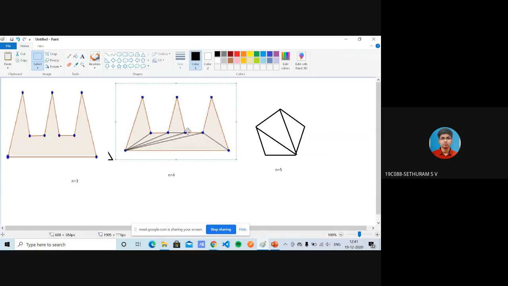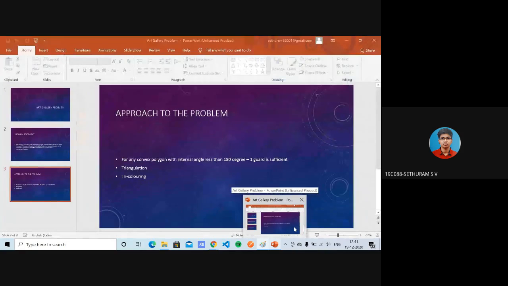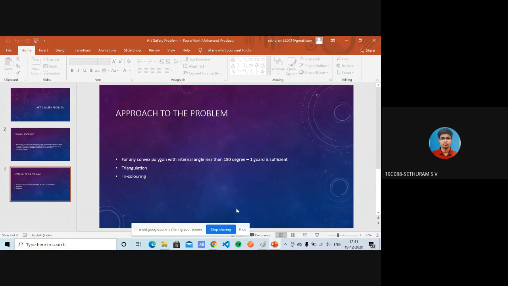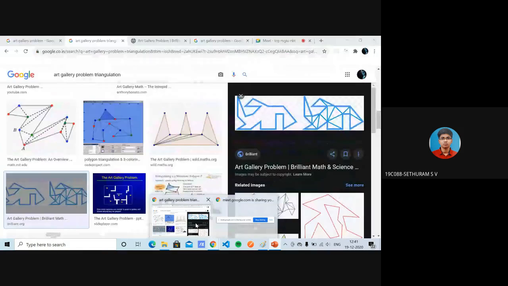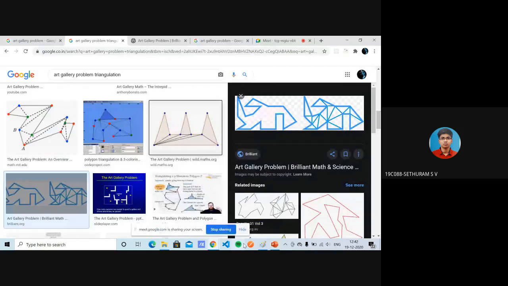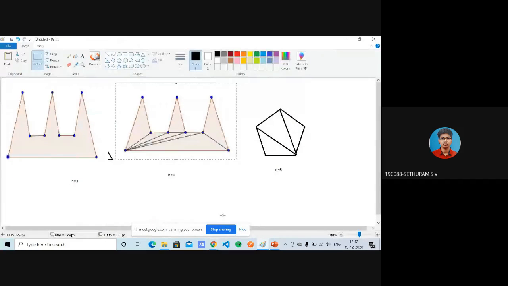So are we clear on the second step? Now comes the part of the solution where we will be proving that n by 3 cameras will be sufficient to get the job done. It is called tricoloring. It's a similar concept to bipartiteness of a graph. If you know bipartite graphs, you might think of it in the same way, but here we will be using three colors instead.